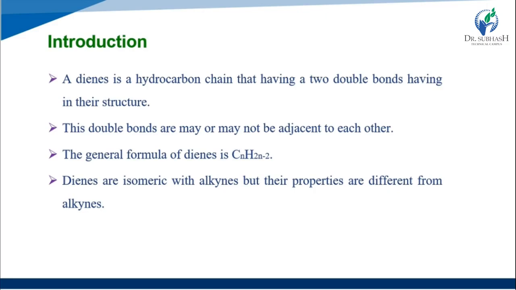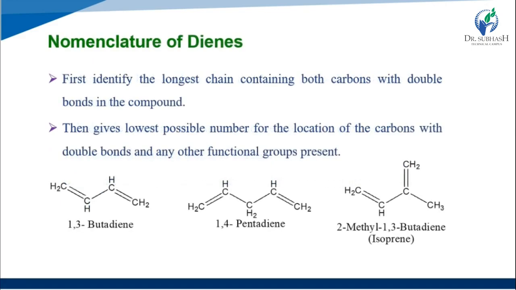The general formula of the dienes is CnH2n-2. Dienes are isomeric with alkynes, but their properties are different from the alkynes. Dienes and alkynes are isomers of each other, but their properties are totally different. Then, nomenclature of the dienes.